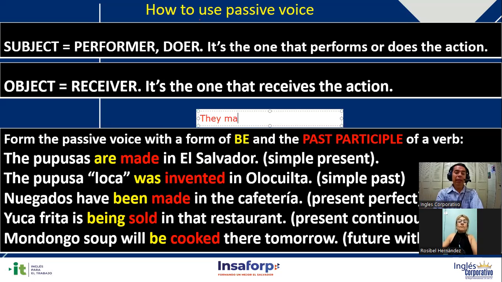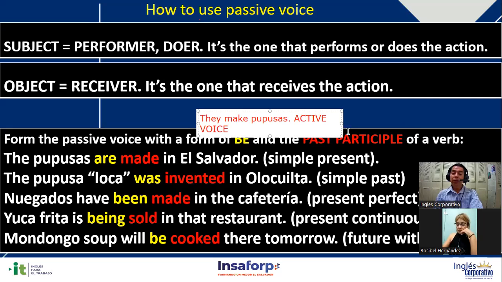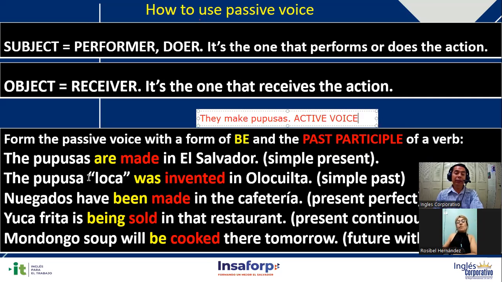They make pupusas, ¿verdad? Esta es la voz activa. Active voice. ¿Sí? En la voz pasiva es: pupusas are made. En El Salvador, bueno, ahí no importa el lugar, pero las cosas que son hechas. Ahora, vea el verbo, Rosy, make, ¿eh?